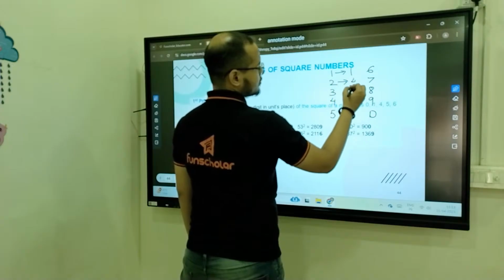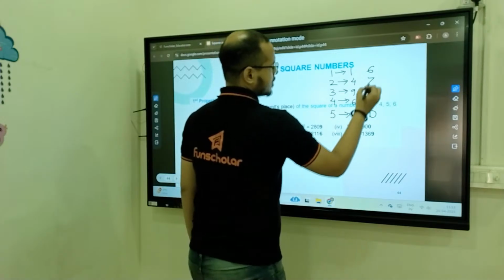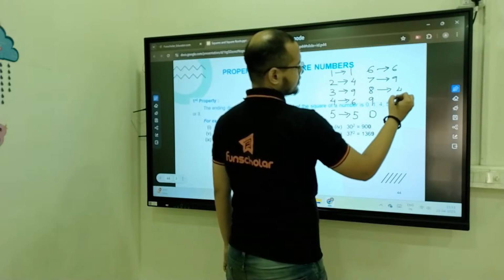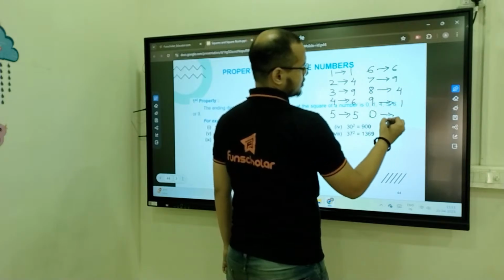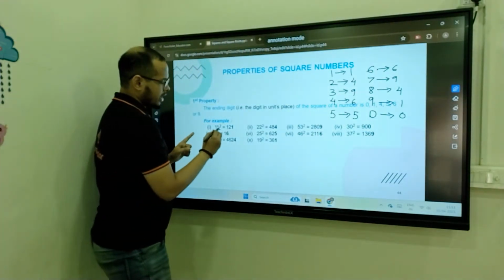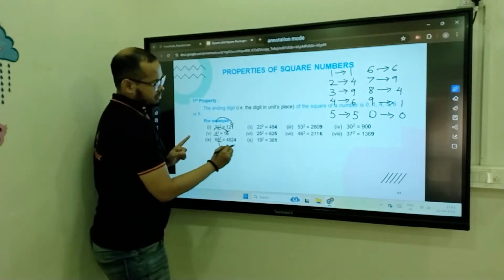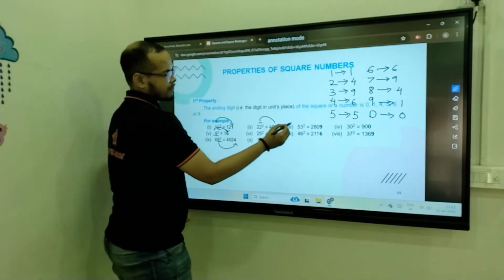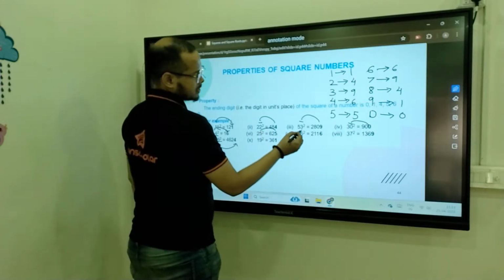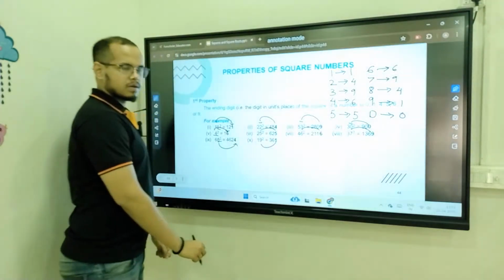2's square unit digit will be 4. 3's will be 9. 4's will be 6. 5 will be 5. 6 will be 6. 7 will be 9. 8 will be 4. 9 will be 1. 0 will be 0. That is what is written here. 1 ends with 1 always. 4 ends with 6 always. 8 ends with 4 always.